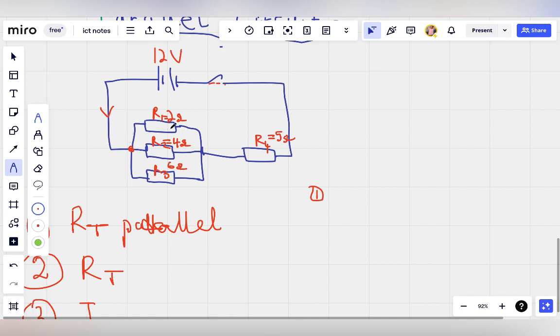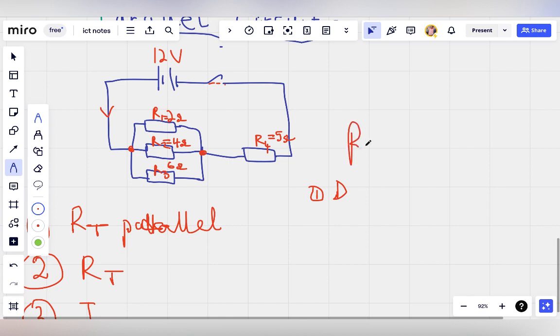Some current will flow here, some here, and some here, and then they will meet up again, continue through this, and go back to the battery. When it gets here, it splits up, so the amount of current in each branch is different. So we say different current in the different branches in parallel.